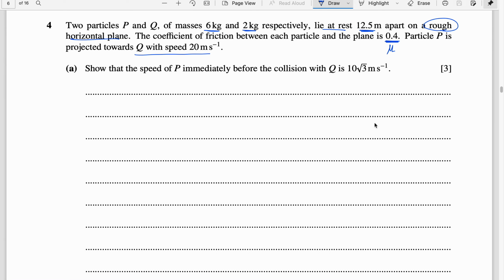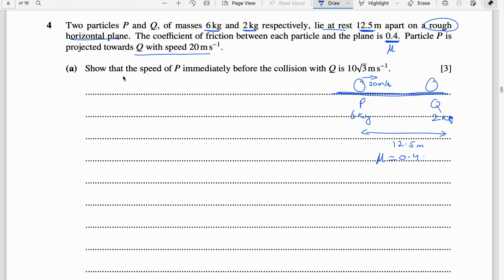So understand this scenario. This is the horizontal track. Particle P lies here, particle Q lies here. This is 6 kgs, this is 2 kgs. Distance between them is 12.5 meters. Coefficient of friction is 0.4, and P is projected with a speed of 20 meters per second towards Q.